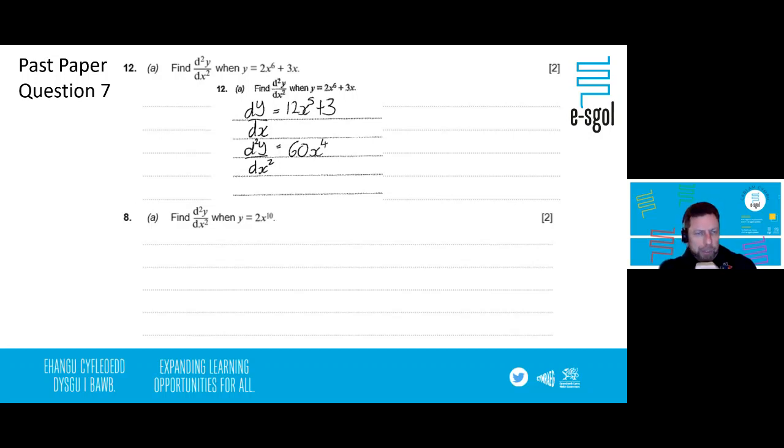Note that these questions aren't always in the same place. The top one's on 12 and the second one's on 8. Why have I not put part B on? They might have been integration questions, which is topic 4. 8 is worth the same marks as 12, even though it's slightly easier.